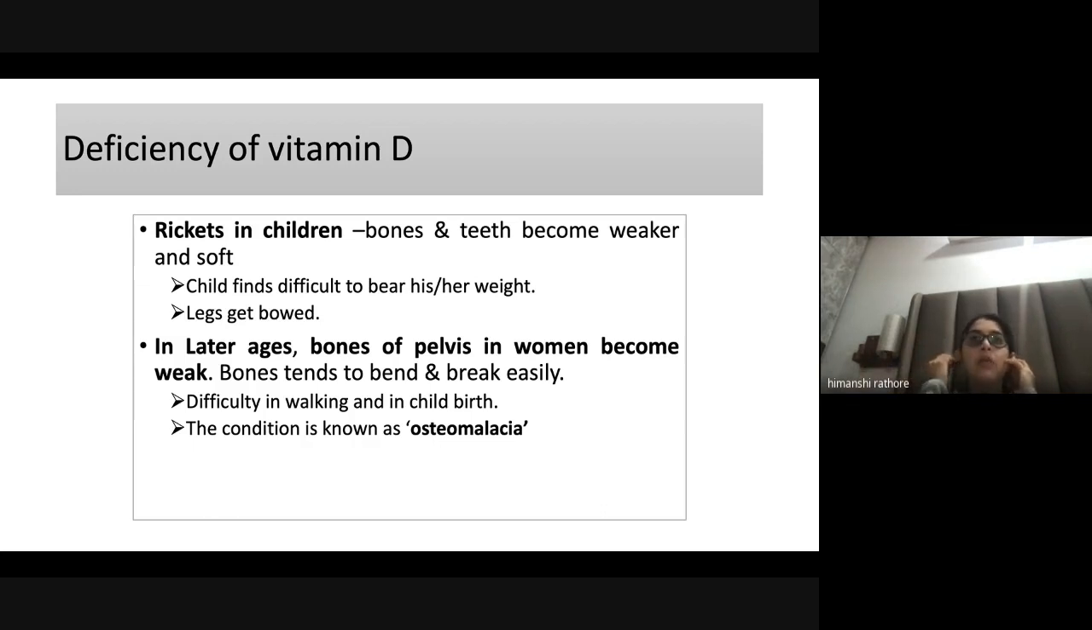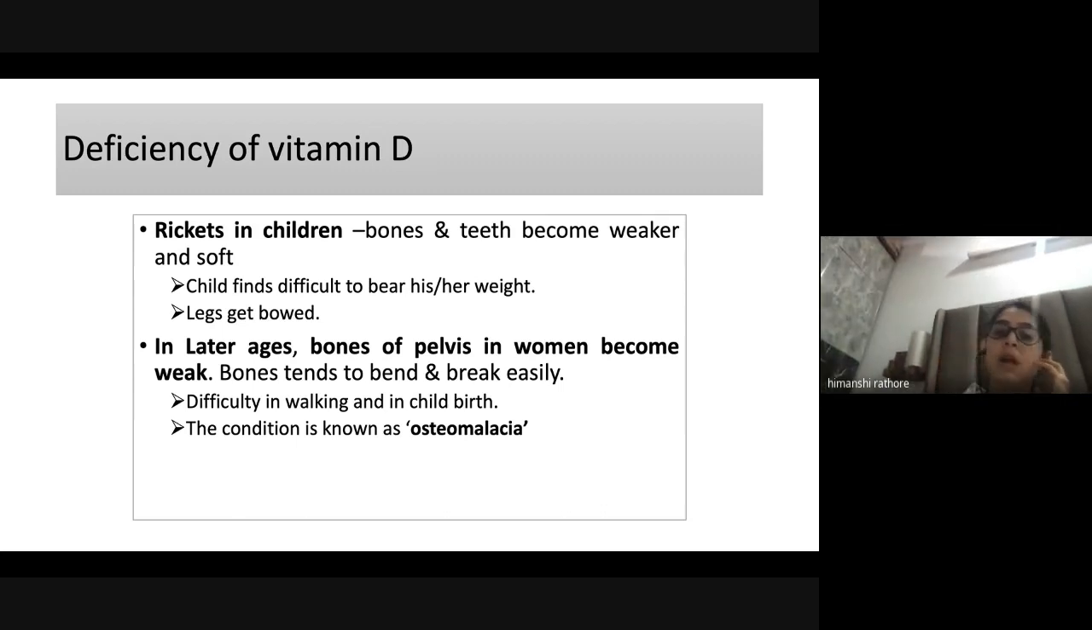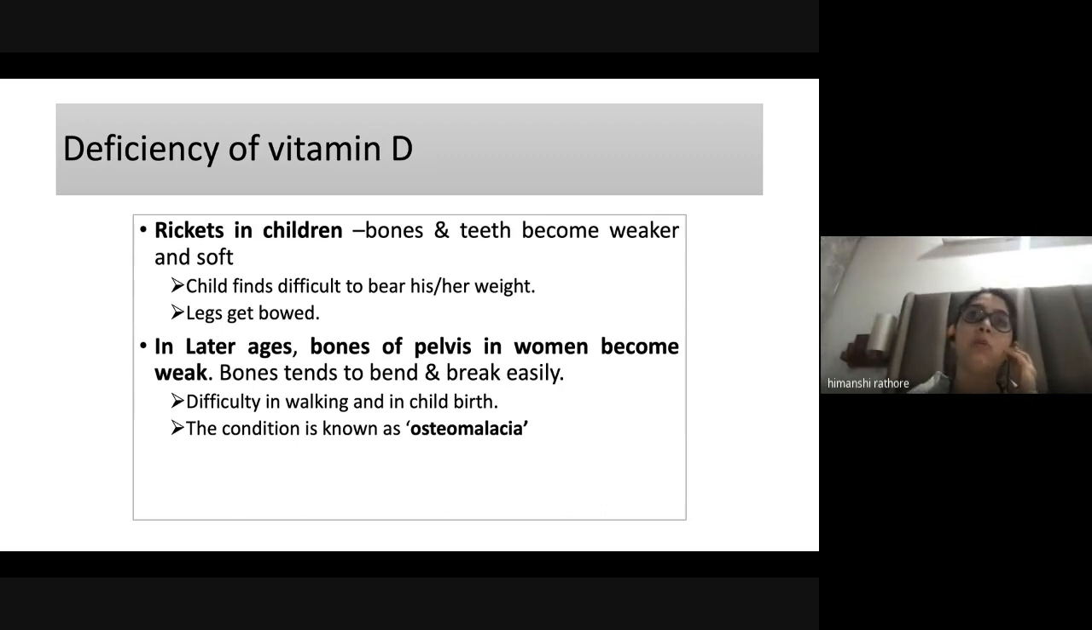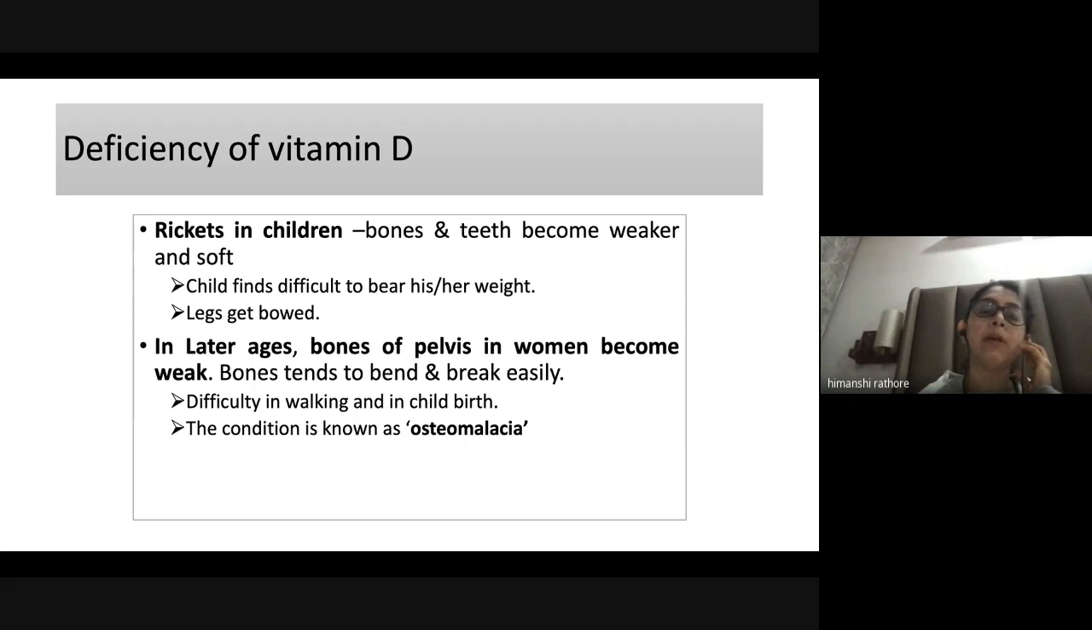But as you get old, your cells and tissues are not able to absorb calcium in the right amount, and if you're not taking it from the sunlight, if you're not taking it in your diet, the condition will become severe, and your bones will start becoming weak day by day, and finally a stage will come where they break easily, and fractures become very common at that stage.